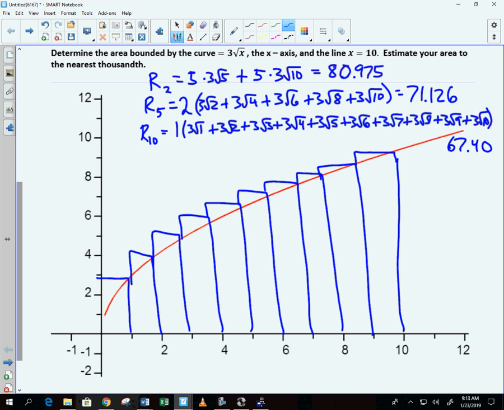So let's not do it, but pretend like we did. If you wanted to get a more exact value, what would you change R sub n to? You would be R sub 20 or R sub 40 or R sub 100 or something like that. Okay? And we would get more and more exact. In fact, R sub infinity is really what we want to do, right? I mean, that's what we would want to do.